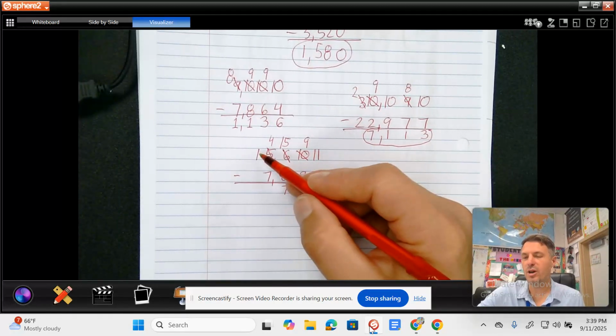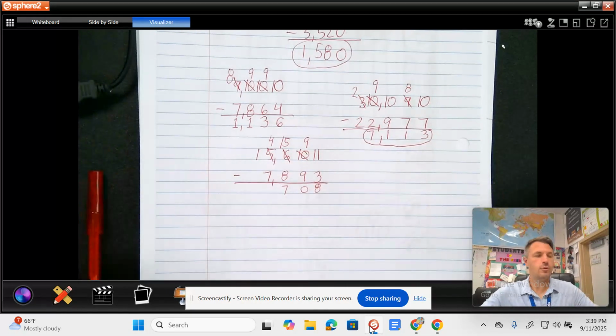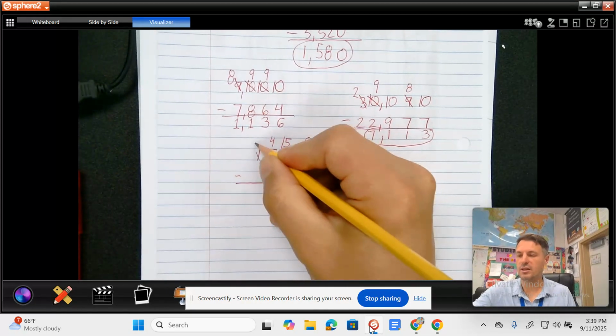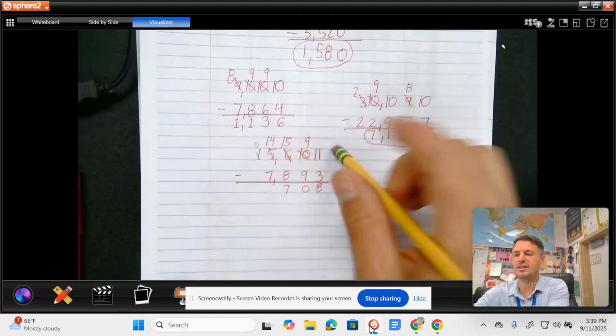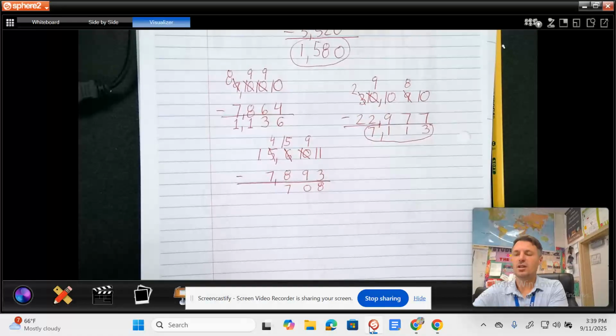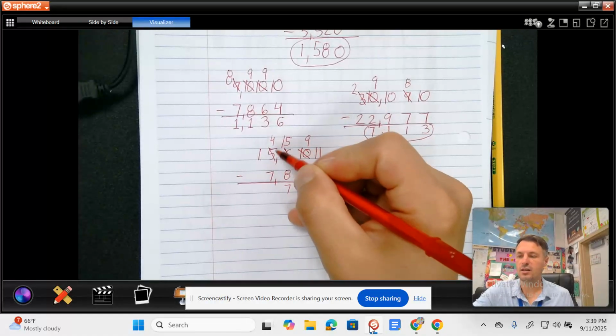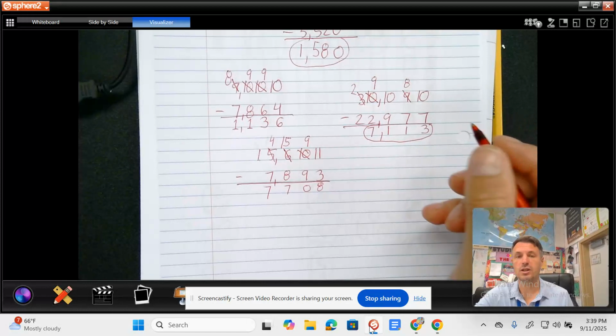And now we could borrow from this 1, but notice we have 14 minus 7. And if we borrow from the 1 and make it a 0, making the 4 a 14, we just have 14 minus 7 again. So there's really no reason to borrow in that situation. Just think of it as 14 minus 7, and 14 minus 7 is 7, because 7 plus 7 is 14.